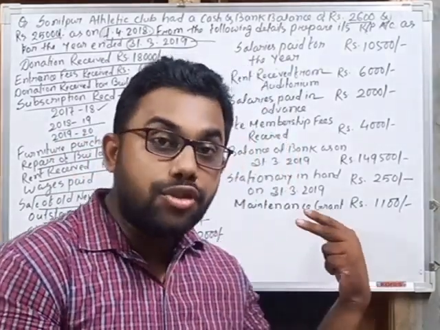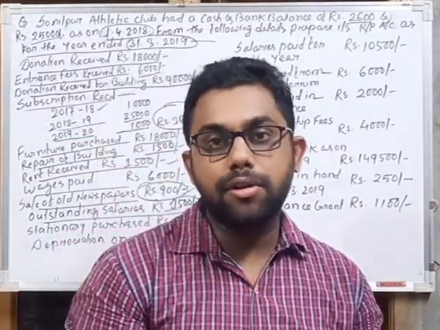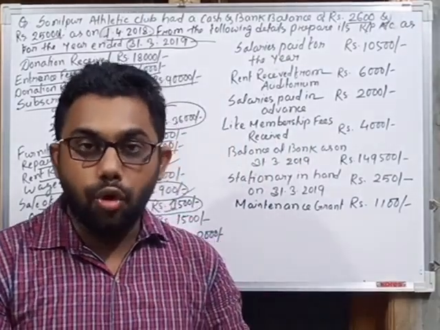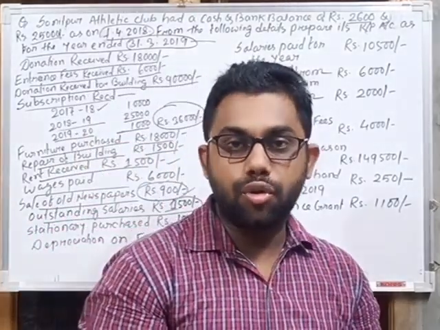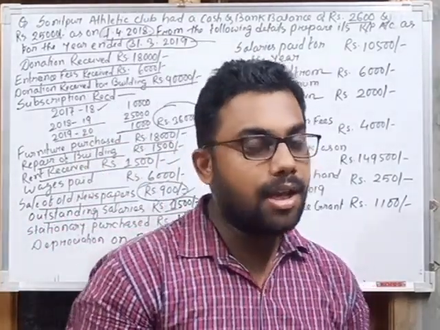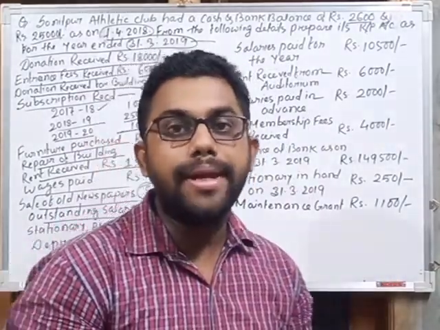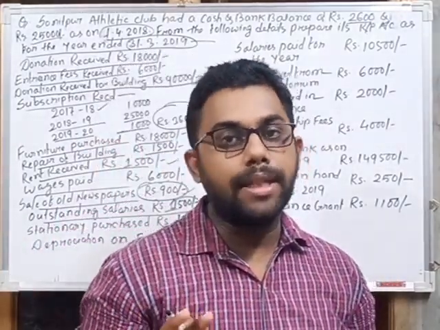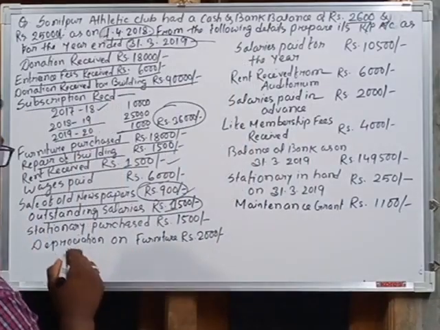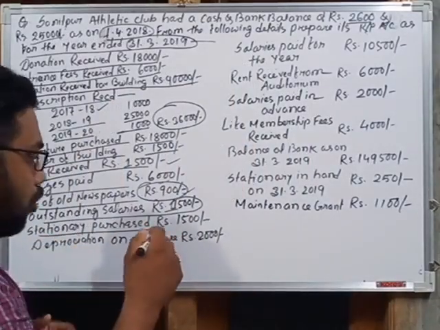The receipts are not actually the payment for the non-trading organization. As we know, receipts and payment account includes only cash receipts and cash payments. So outstanding means the amount is not paid yet, so it will not come in the receipts and payment account. Next, stationery purchased. So what is stationery?